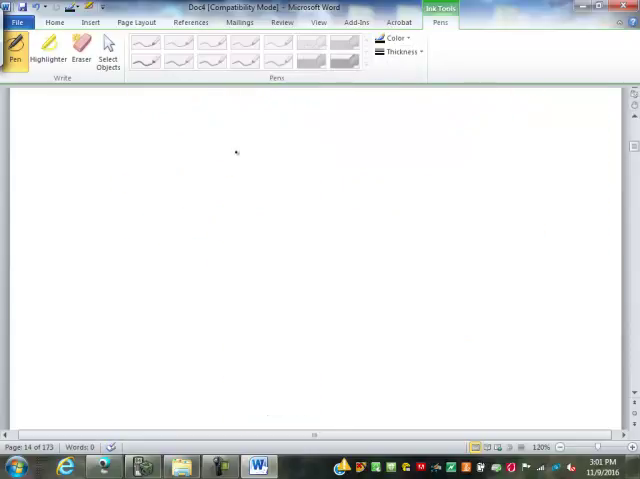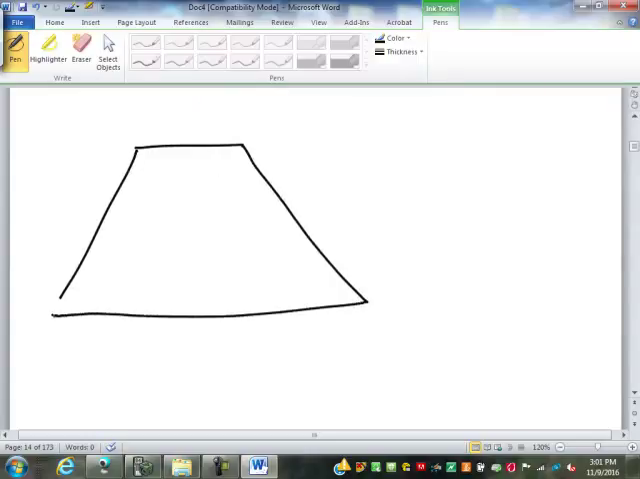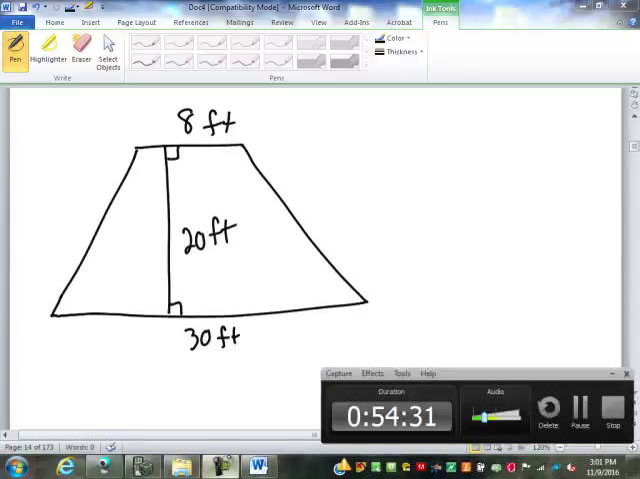So in your notes, for this trapezoid, let's say that this is 8 feet. This down here is 30 feet. And this is 20 feet. Find the area of that trapezoid.